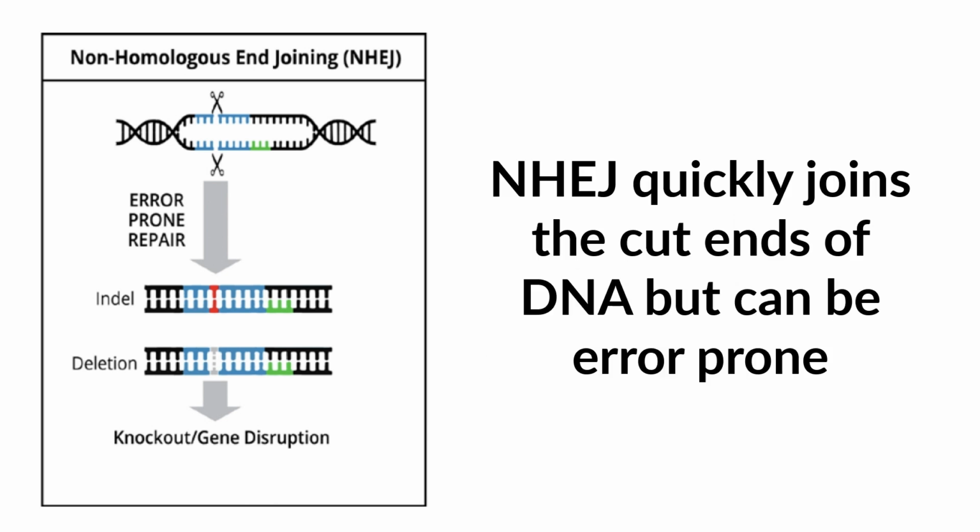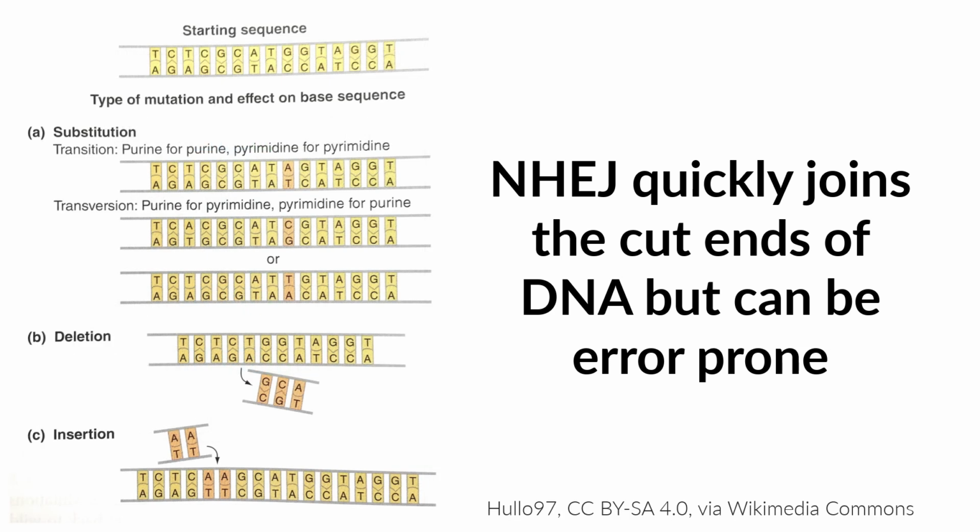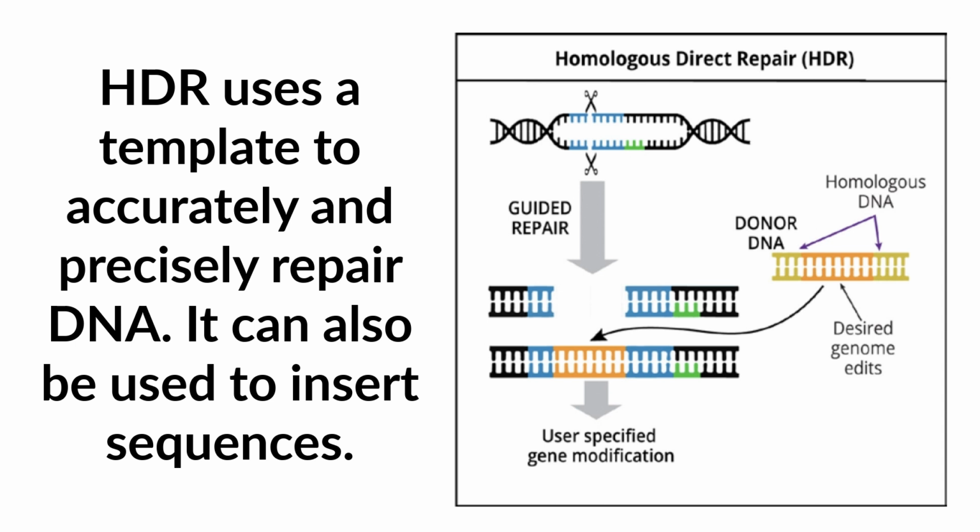The most common way cells repair cut DNA is through non-homologous end joining. This process quickly joins the cut ends of DNA, but can be error-prone, sometimes causing mutations like small insertions, deletions, and frame shifts. This can lead to loss-of-function mutations, making NHEJ ideal for gene knockouts.